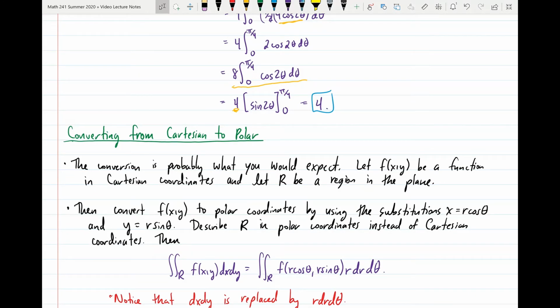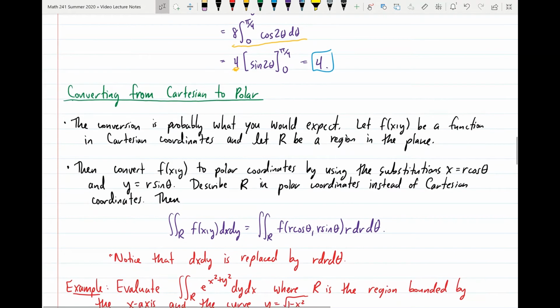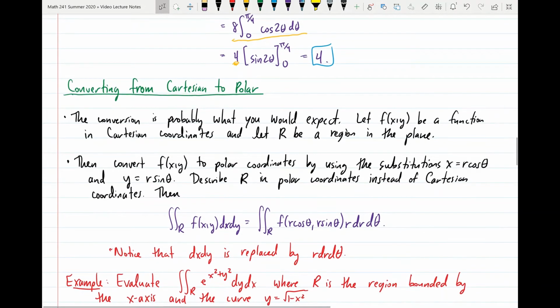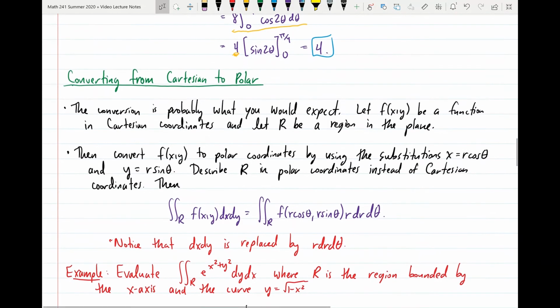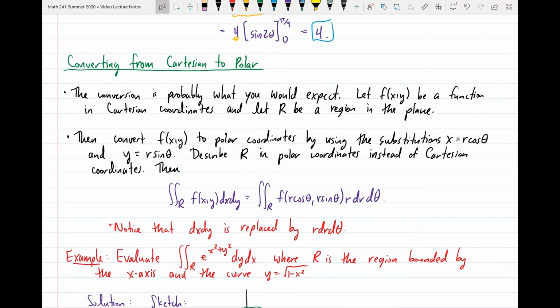All right, now for the last relatively big topic for this section here, we're going to talk about converting from functions given in Cartesian coordinates to functions in polar coordinates. So we're going to take double integrals that are defined in terms of Cartesian coordinates and rewrite them as double integrals in polar coordinates. And the conversion ends up being what you would expect most likely.